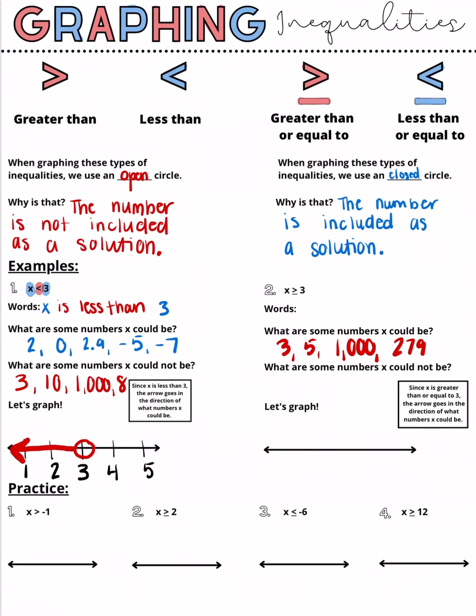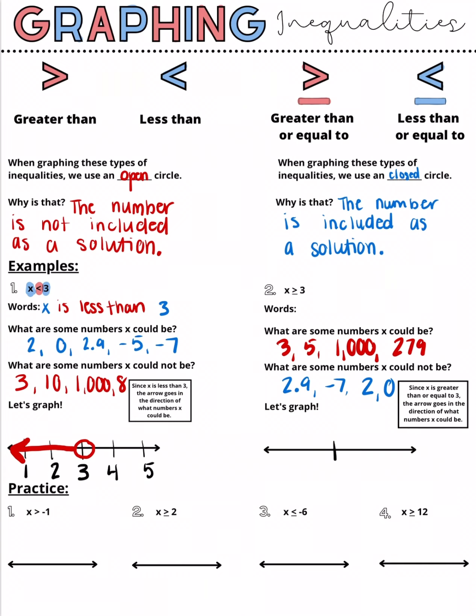So what are some numbers x could not be? X could not be 2.9. It could not be negative 7. It could not be 2. It could not be 0 because all of those numbers are less than 3.